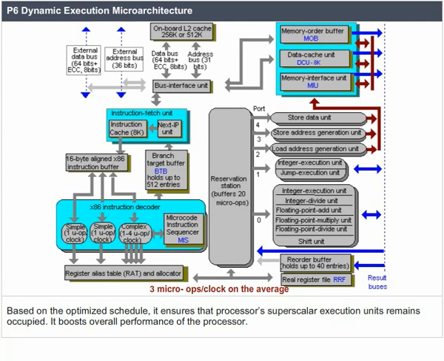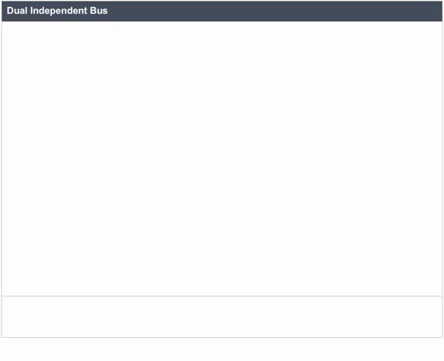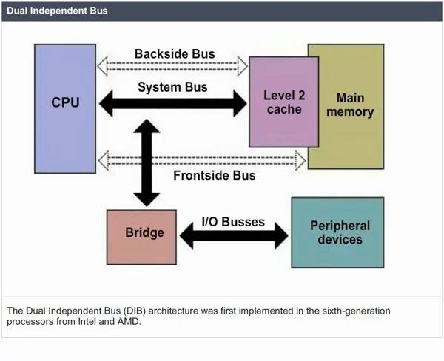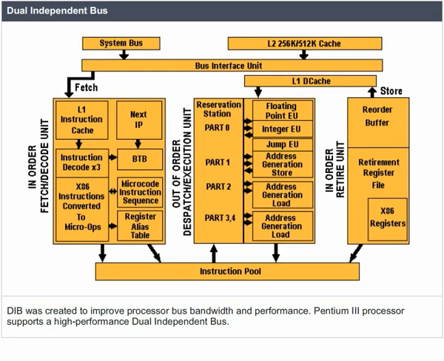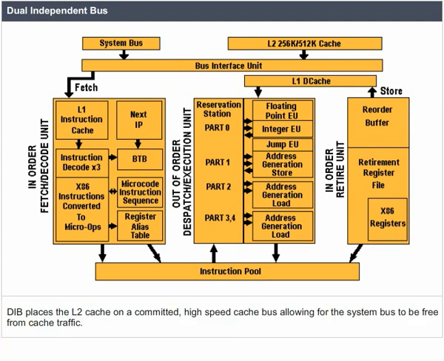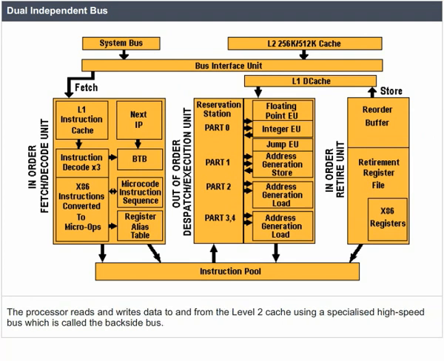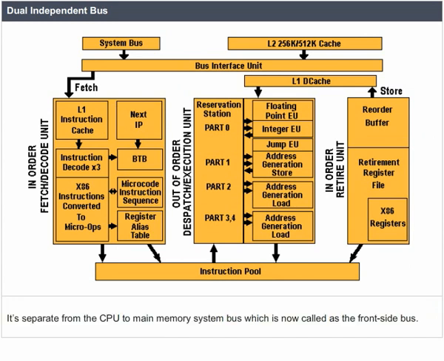Dual Independent Bus. The Dual Independent Bus DIB architecture was first implemented in the 6th generation processors from Intel and AMD. DIB was created to improve processor bus bandwidth and performance. Pentium 3 processor supports a high-performance Dual Independent Bus. DIB places the L2 cache on a dedicated high-speed cache bus, allowing the system bus to be free from cache traffic. The processor reads and writes data to and from the level 2 cache using a specialized high-speed bus, which is called the backside bus. It's separate from the CPU to main memory system bus, which is now called the frontside bus.